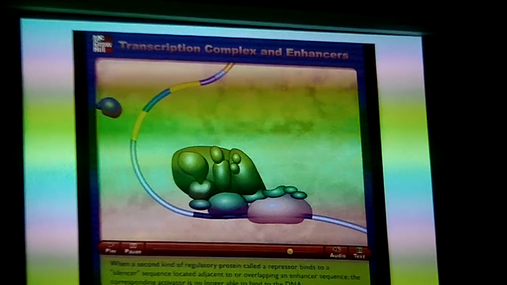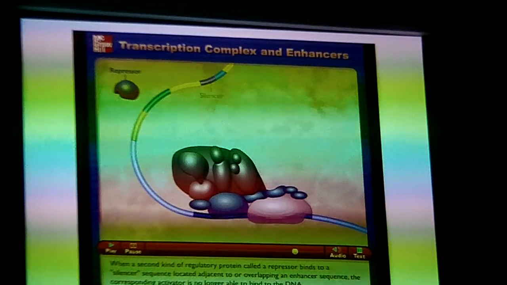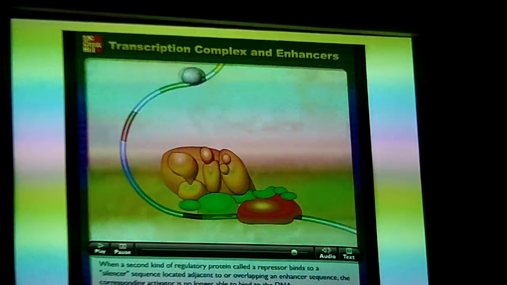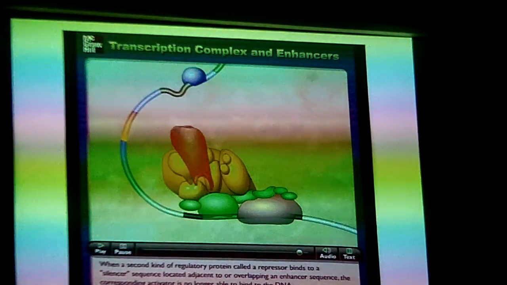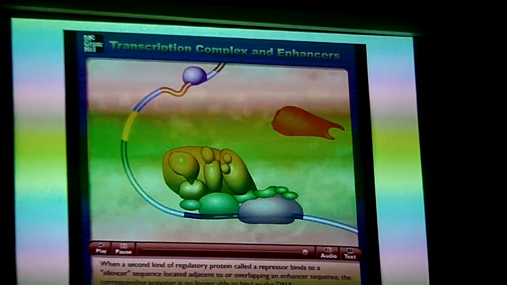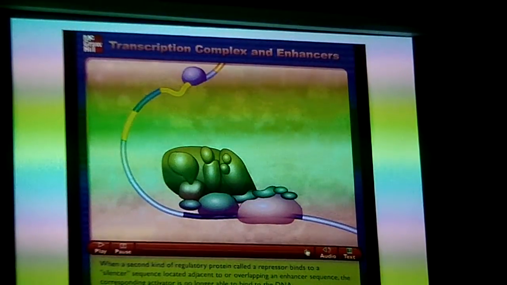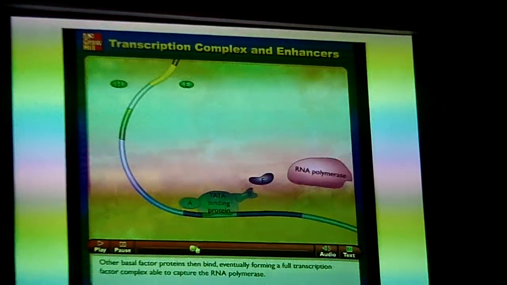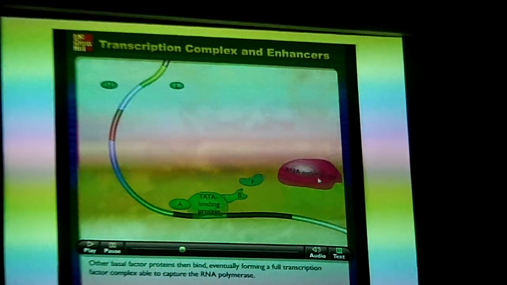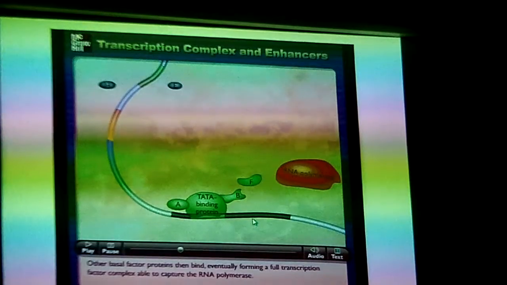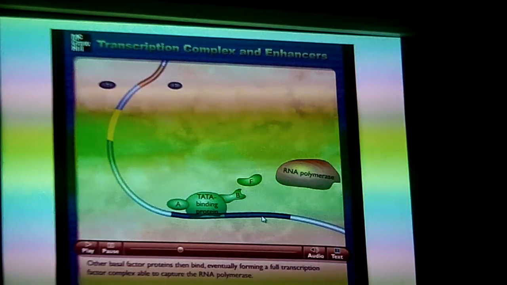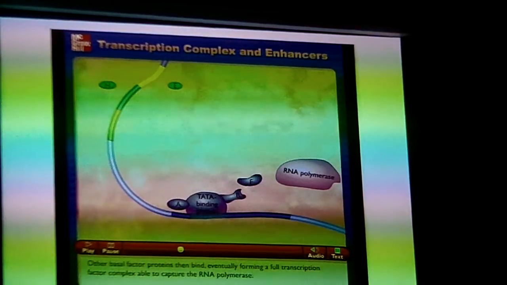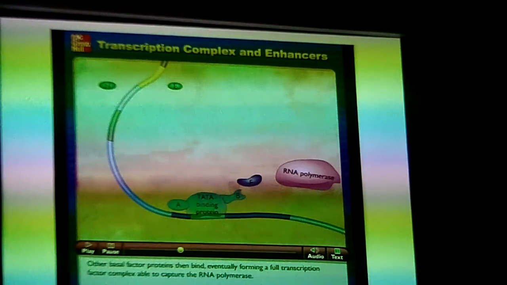When a second kind of regulatory protein called a repressor binds to a silencer sequence located adjacent to or overlapping an enhancer sequence, the corresponding activator is no longer able to bind to the DNA. So all of this is going on to allow transcription to occur. And remember, transcription occurs, y'all understand this is RNA polymerase. This is the thing that's going to bind to the promoter and do transcription. So in my little model here, the RNA polymerase binds to the promoter and does transcription.